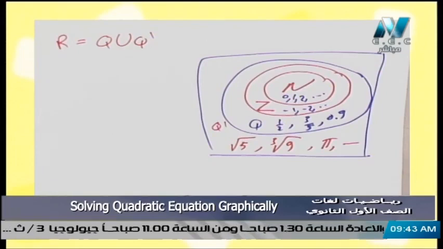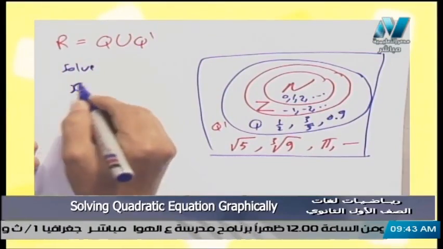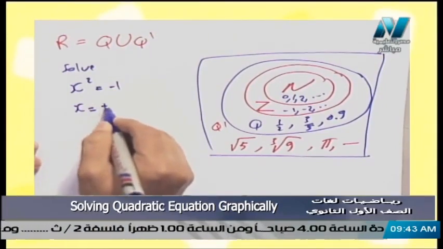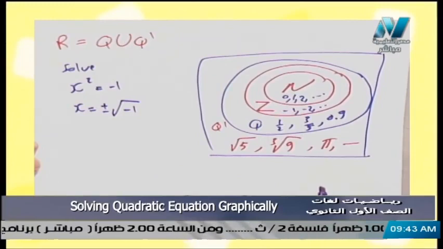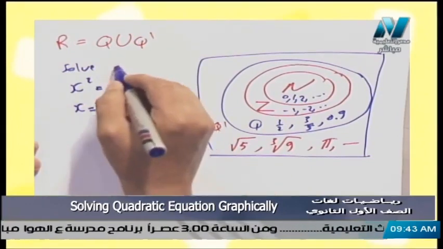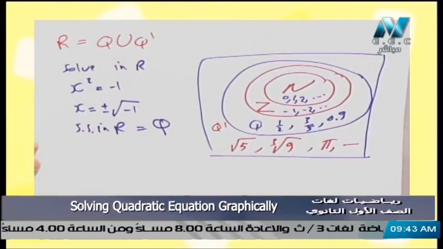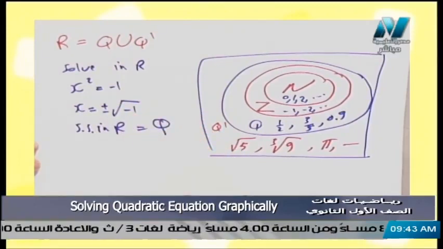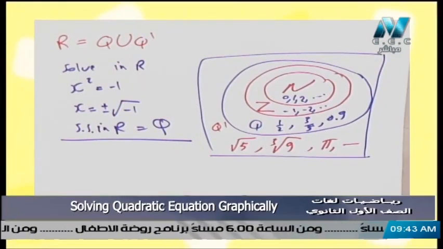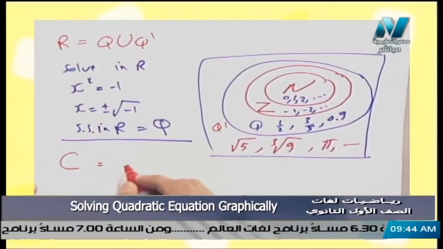If we have an example like that, if you ask me to solve this equation, x power 2 equals -1, so x equals positive or negative square root -1, you will find a big problem here to solve in R. So the solution set in R here equals phi, because we haven't a real number equal to square root -1, but we must extend to another set of numbers called C. C here is the set of complex numbers.